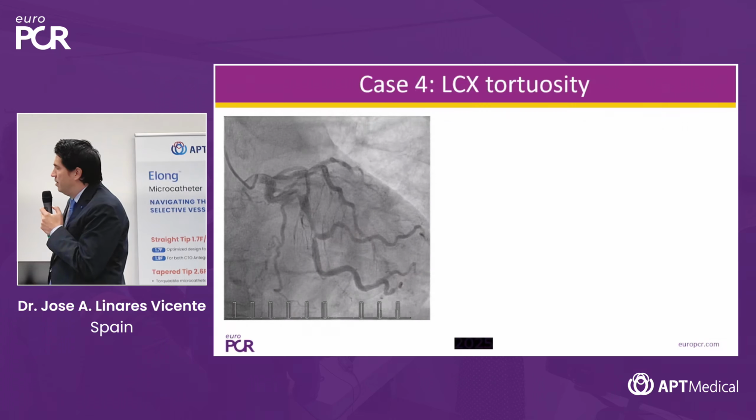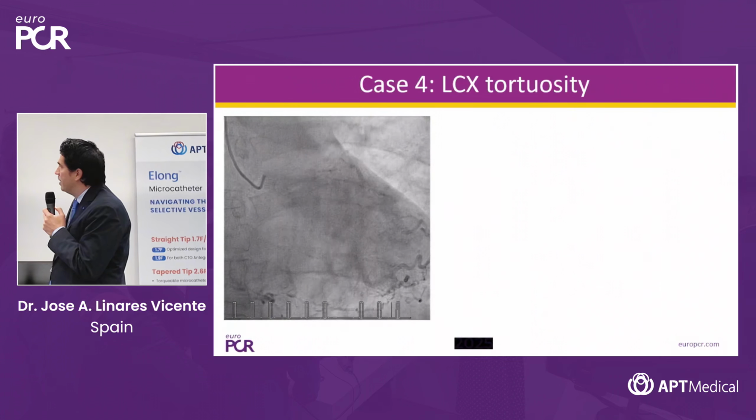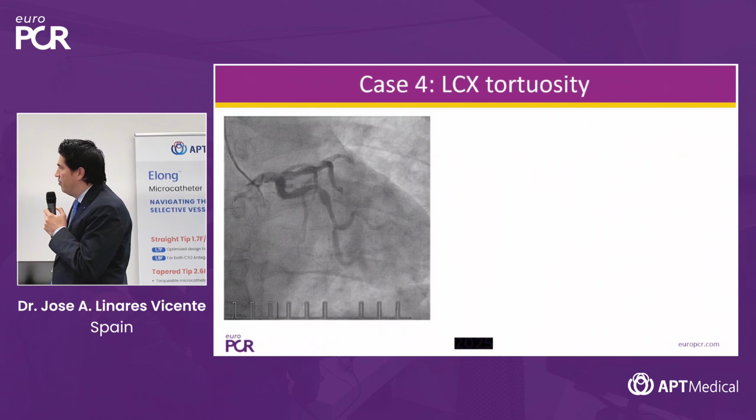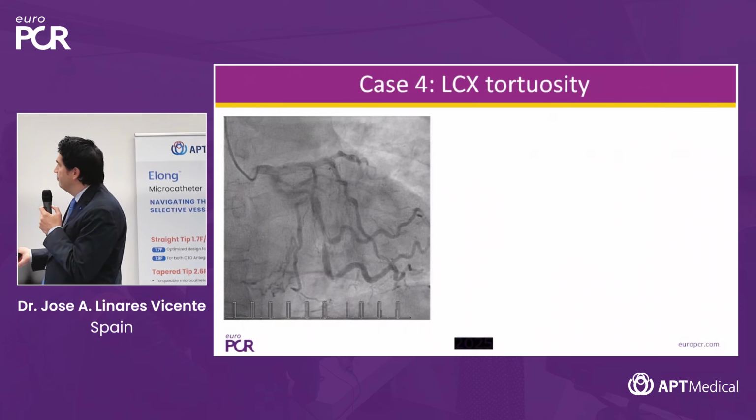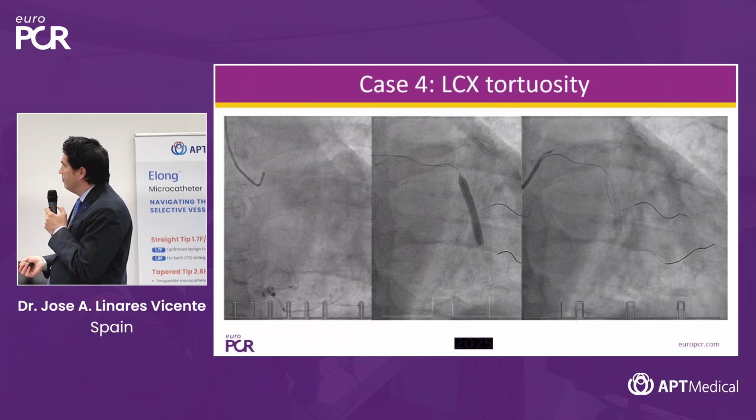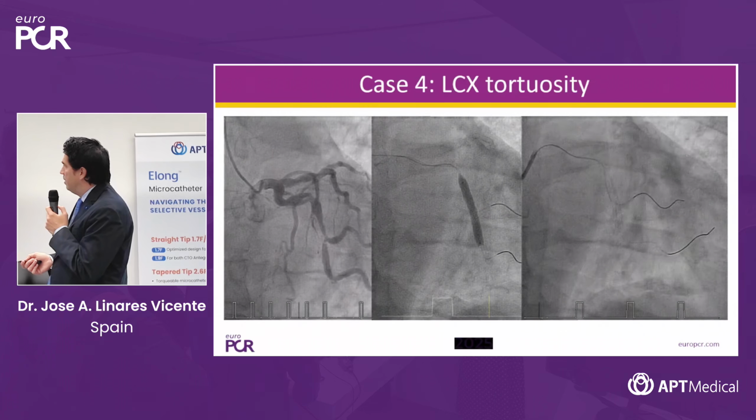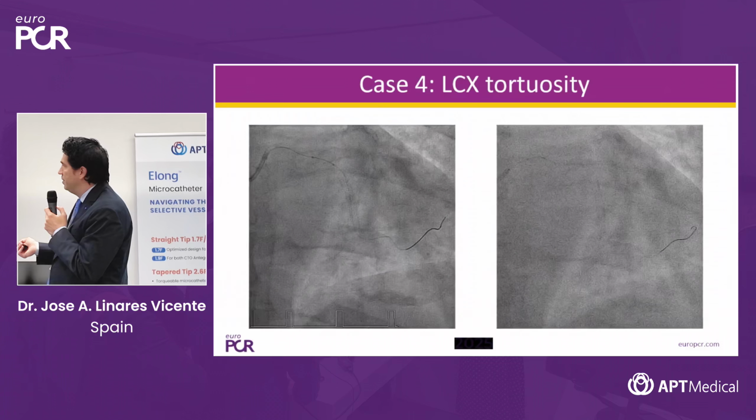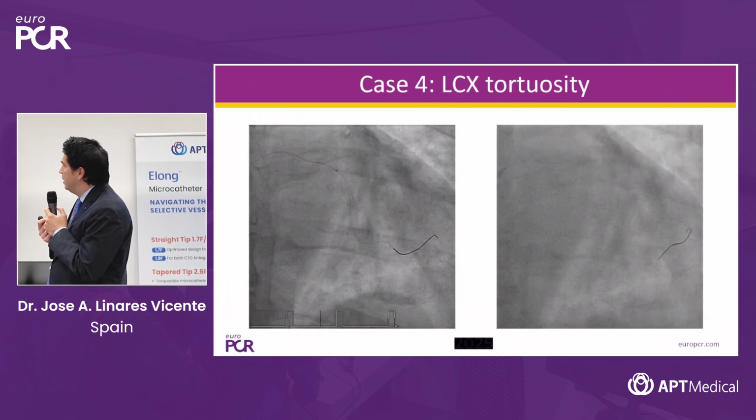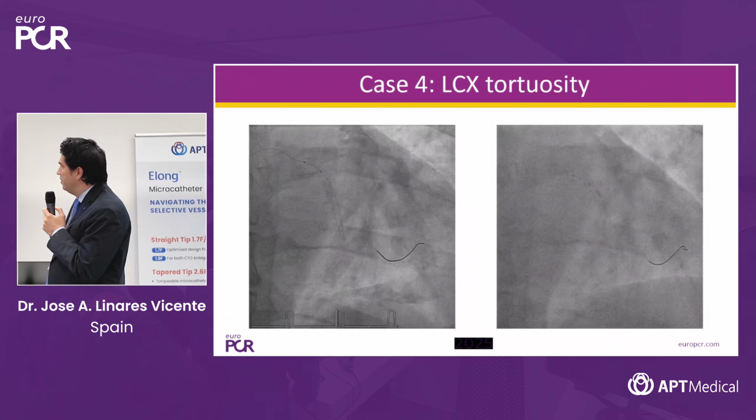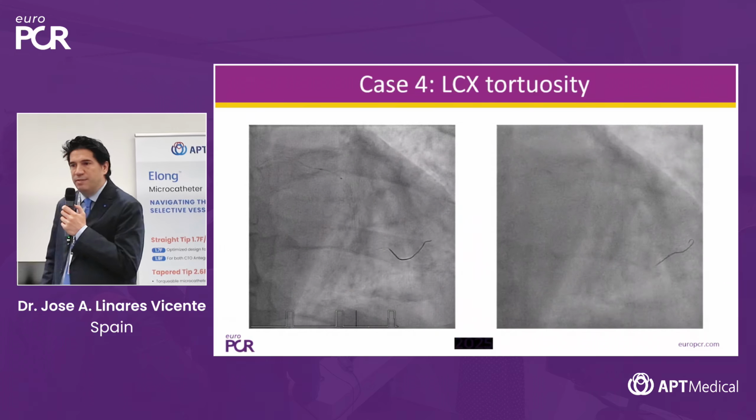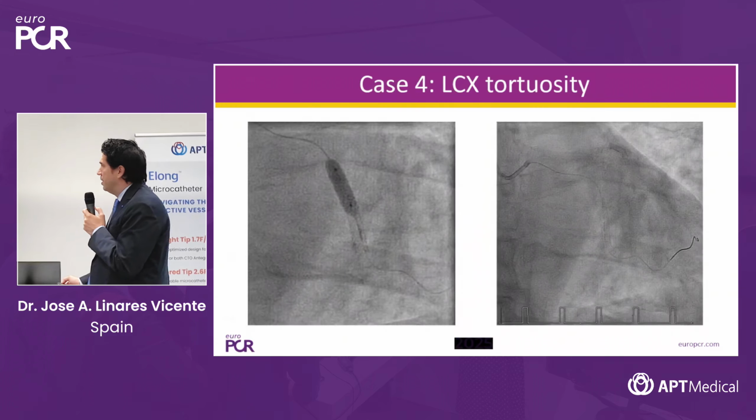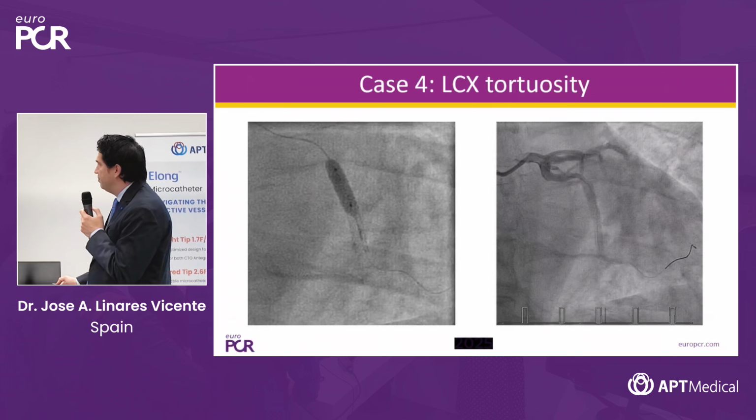Here is another tortuous distal left circumflex bifurcation lesion. Proximal optimization technique was also mandatory, but that type of tapered tip non-compliant balloon didn't work, and the CONQUEROR easily advanced into the stent, finishing the case without problems.